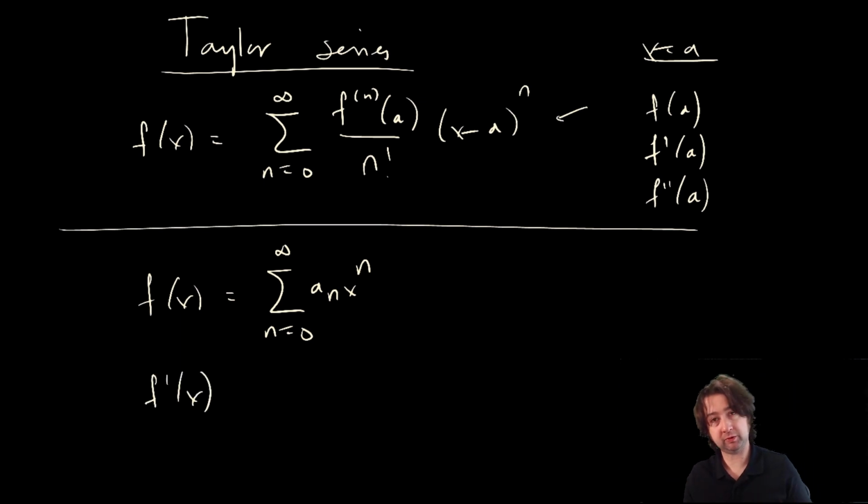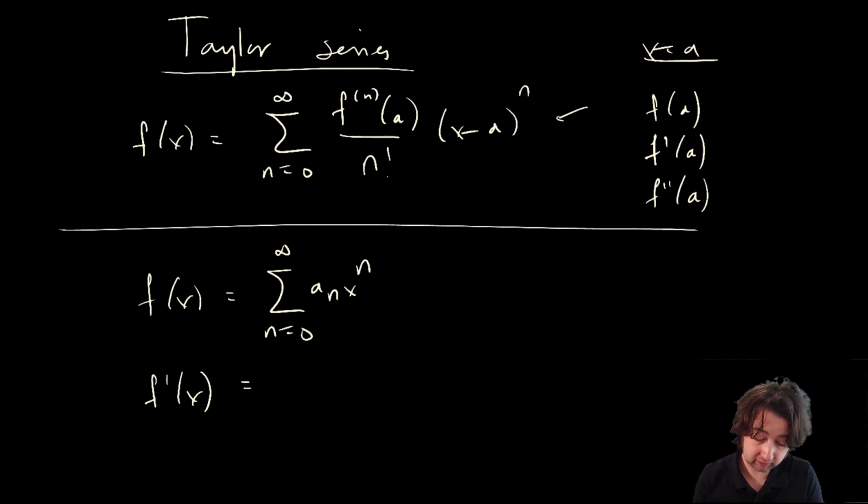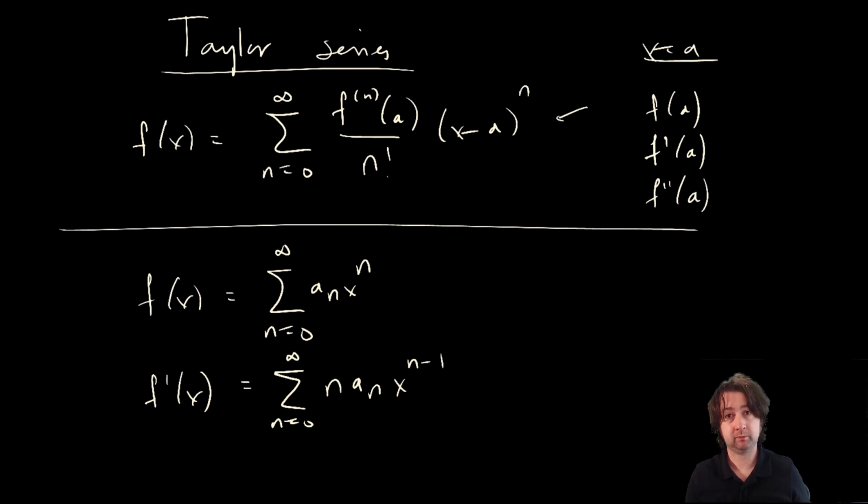Well, the power rule says that if you had a_n x to the n, you would pull the n down and you would reduce the power by 1. a_n is a constant, so it gets left alone. The fact that power series that are convergent act like giant polynomials means that I can use that rule by putting the derivative inside. And so the derivative here is n a_n x to the n minus 1.